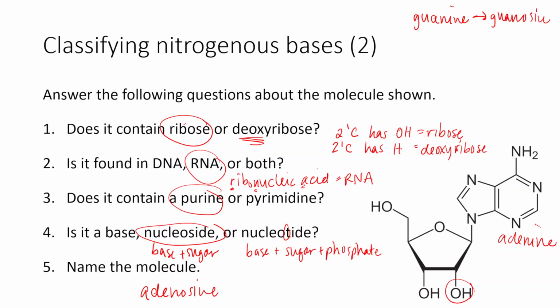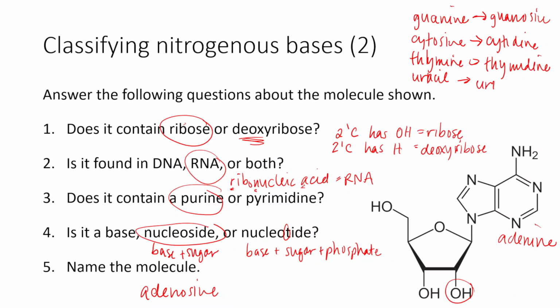For the pyrimidines, the name is a little different. So cytosine is one of our pyrimidine bases. When that's a nucleoside, it's called cytidine. Thymine, the nucleoside is called thymidine. And uracil is called uridine. And then if we wanted to name it when it was a nucleotide, how would we do that? If we added on phosphates to there, what would we call this molecule if it also had phosphate groups here?